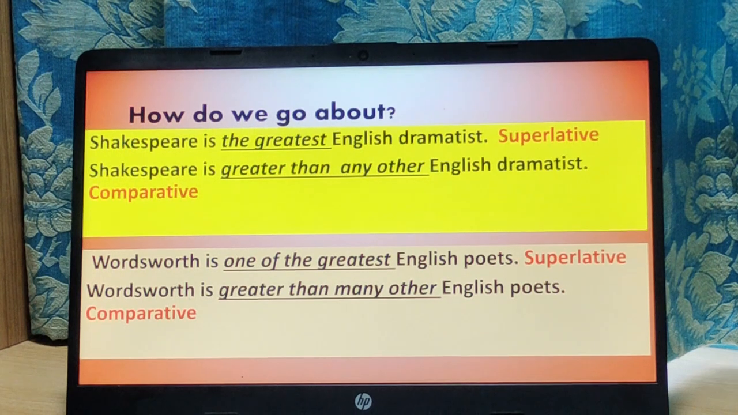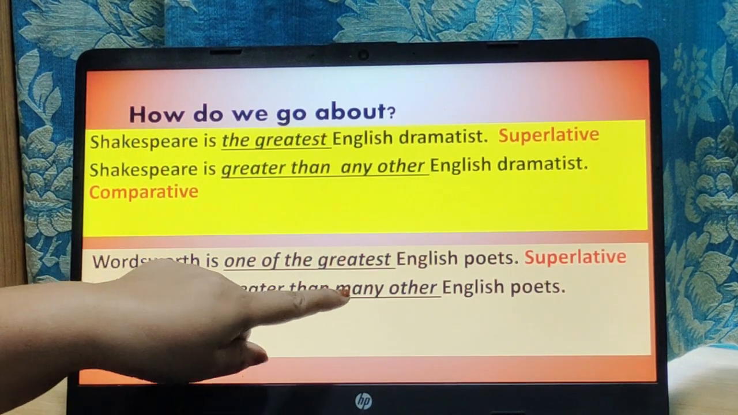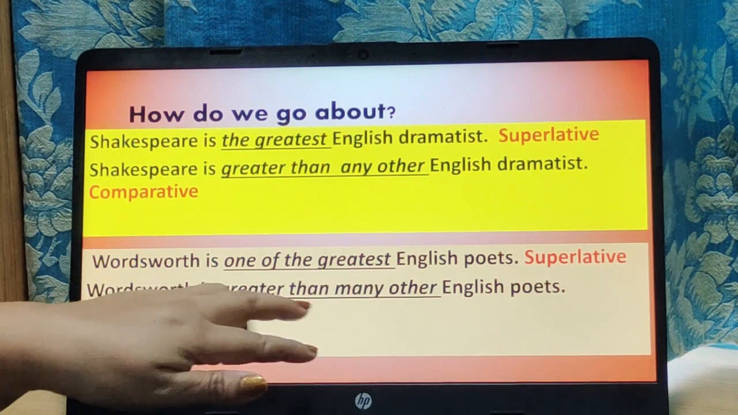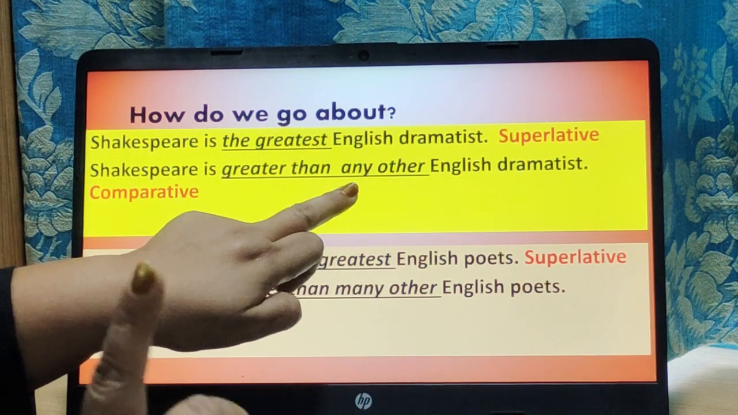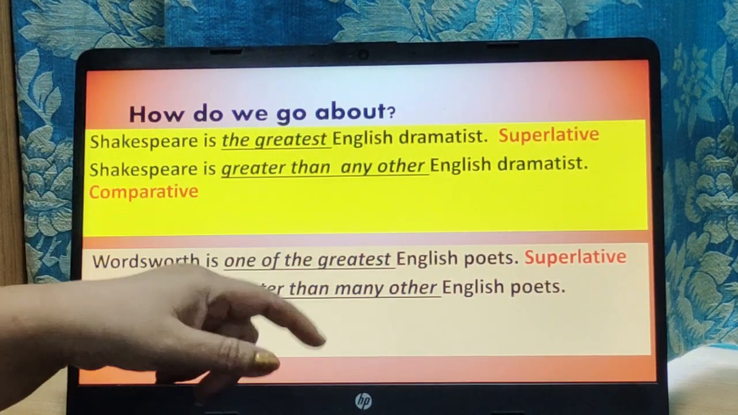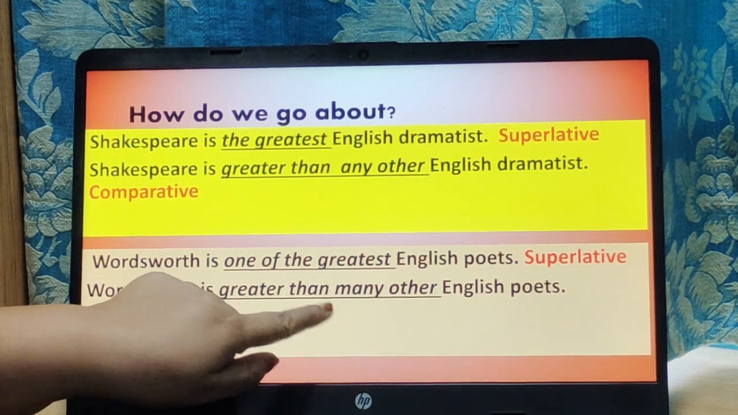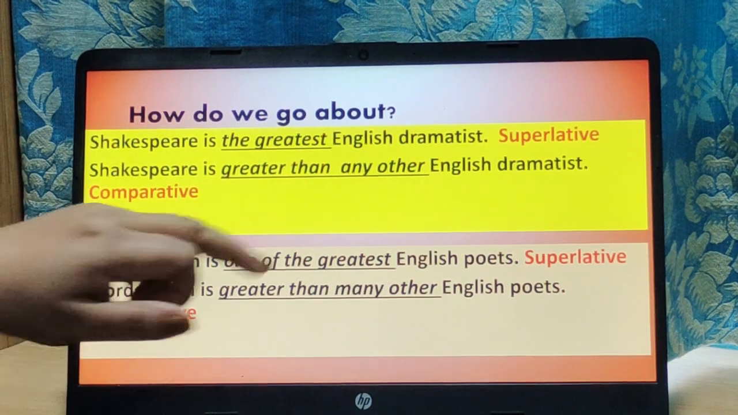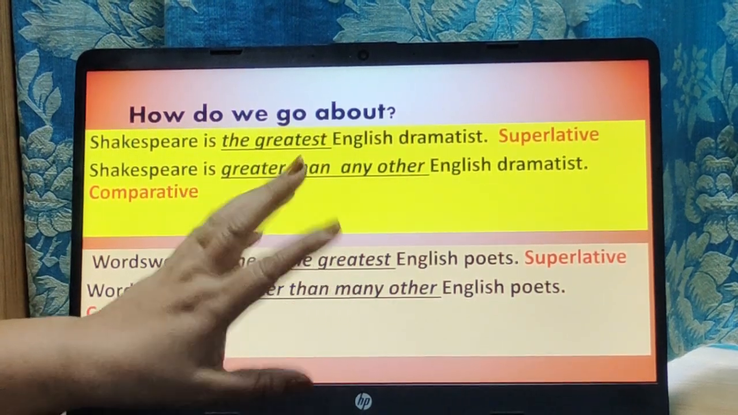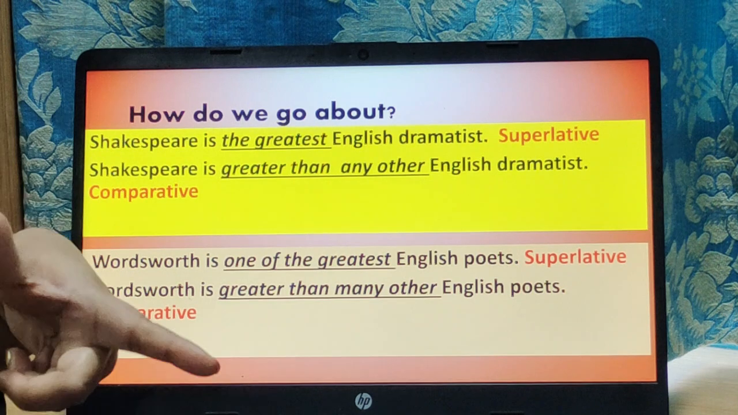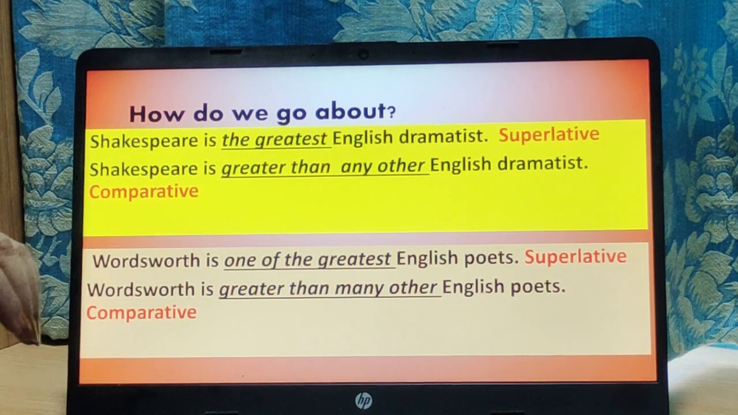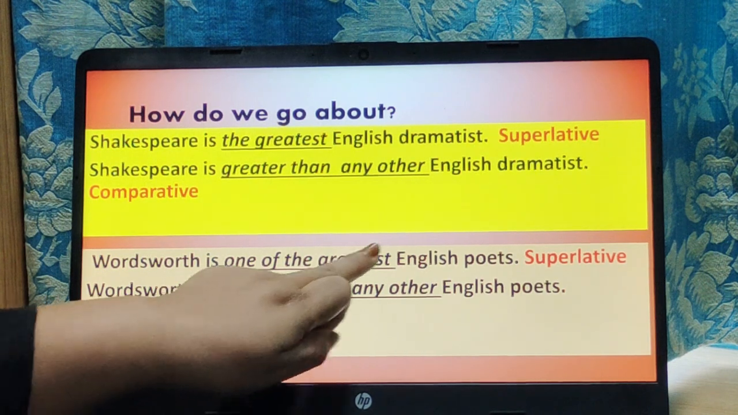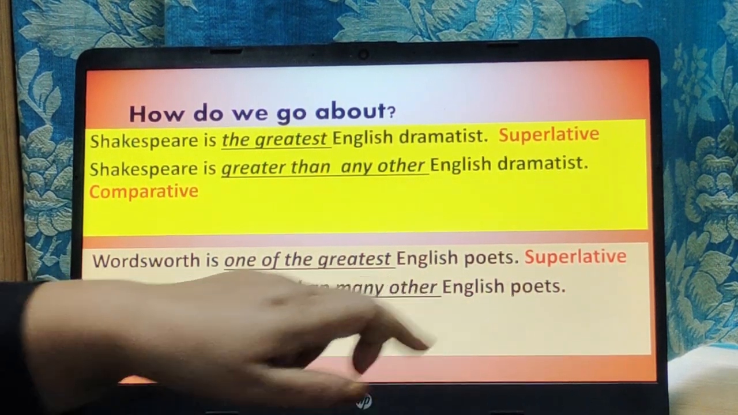Now, in Wordsworth, what does it become? Wordsworth is greater than many other English poets, because we're using ER, its comparative degree, in place of any. There's just one person called Shakespeare, who was as great a dramatist as he himself was. But for Wordsworth, we have some other poets as good as Wordsworth, so there are many other English poets. This is one point of distinction which will help you, if you remember, to use the words perfectly to make the degrees of comparison. So Wordsworth is greater than not any but many other English poets.